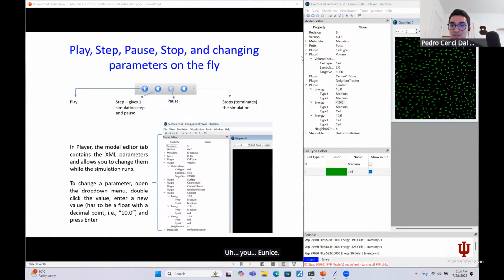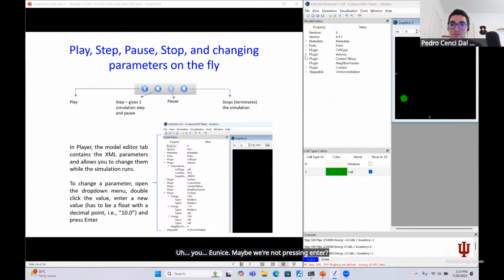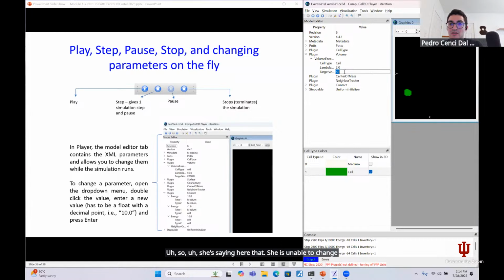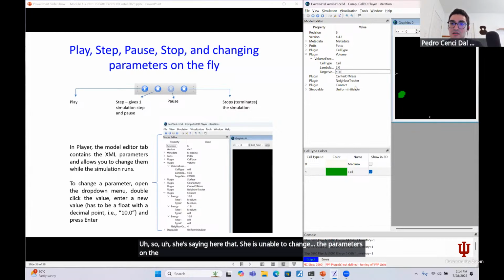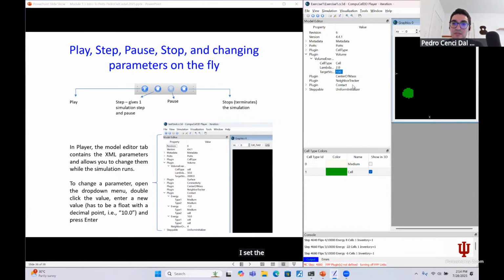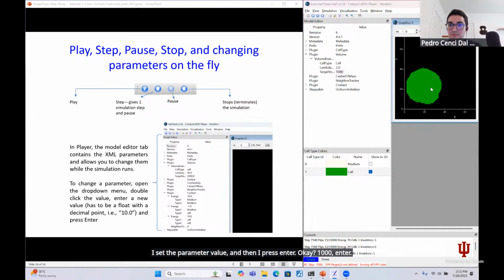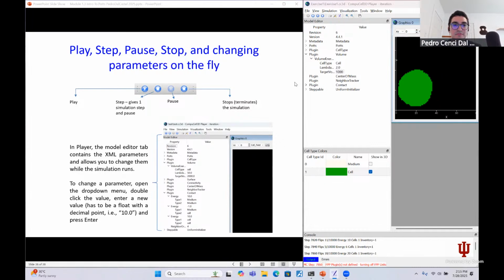Eunice, maybe you're not pressing enter. So she's saying here that she's unable to change the parameters on the fly. I set the parameter value and then I press enter. Okay. 1000, enter. See if that solves it.